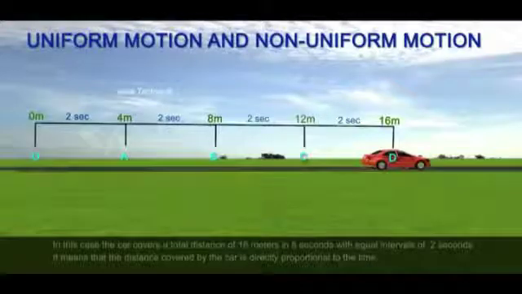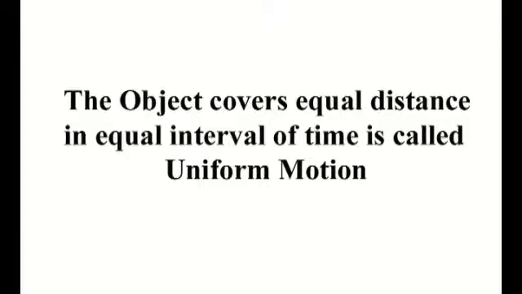We can observe that the car travels 4 meters in each 2 seconds. Therefore, we can say the car covers equal distance in equal intervals of time. An object that covers equal distance in equal intervals of time is called uniform motion.